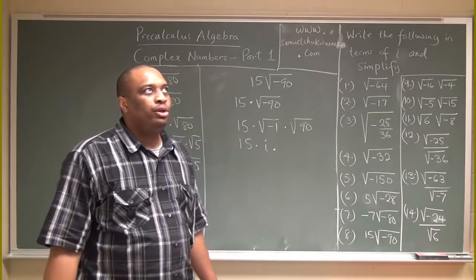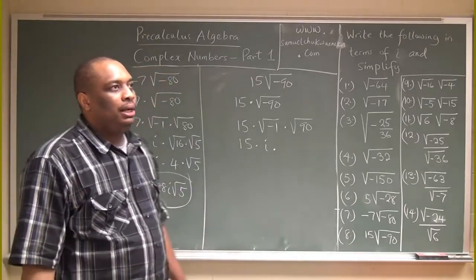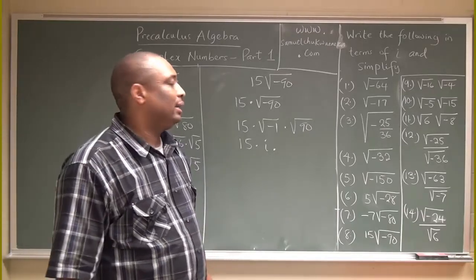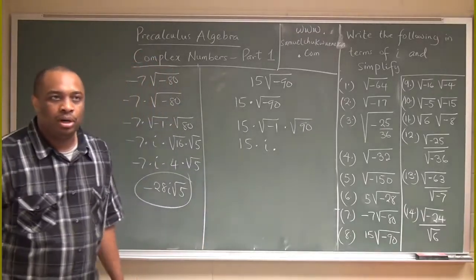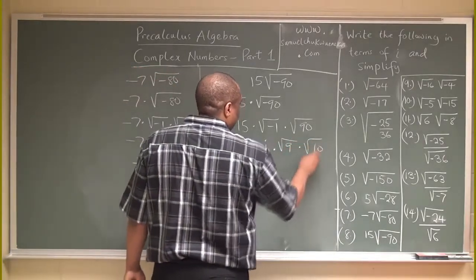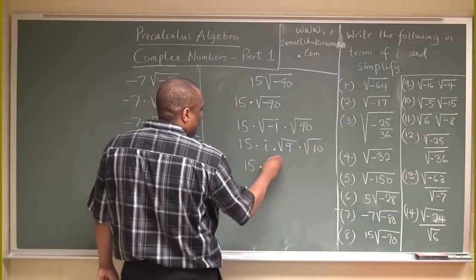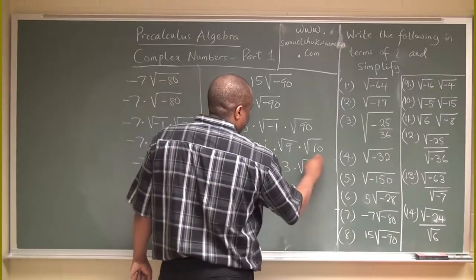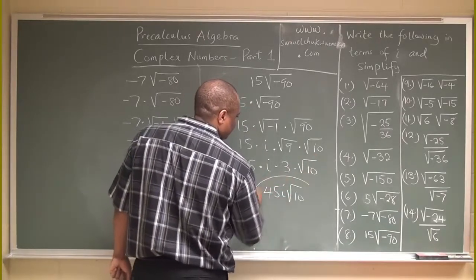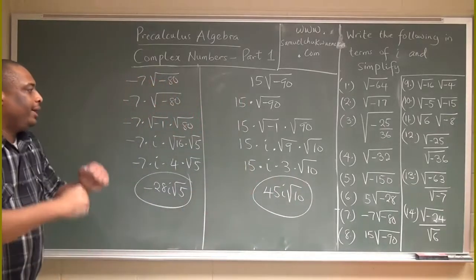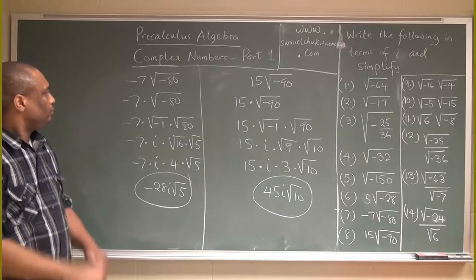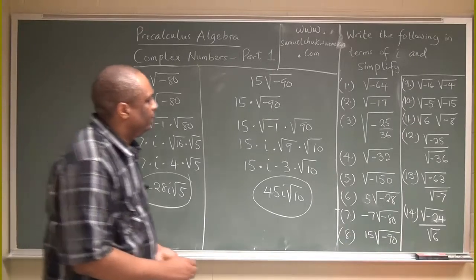4 will not go. The next one, 1, 4, 9, 9 and 10. 9 and 10 will work. Square root of 9 times square root of 10. So this is 15 times i times 3 times square root of 10, which is 45i square root of 10. Okay, let's finish up. We still have some more.